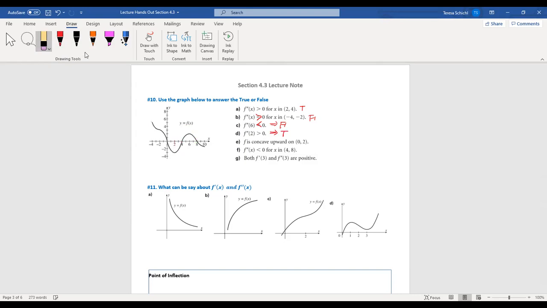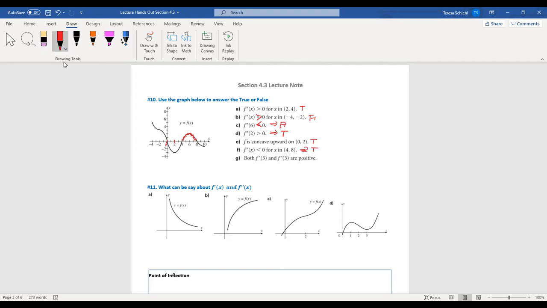All right. So now the next question: f is concave upward on (0, 2). Concave upward on (0, 2). That's true, right? Because from 0 to 2 it is concave up. So this is true. Then they said f double prime of x for x from 4 to 8. 4 to 8 is here, right? So we know this is concave down, and concave down has to be less than 0. So this is true.